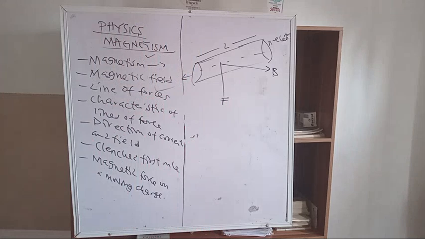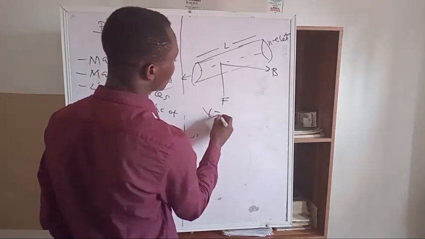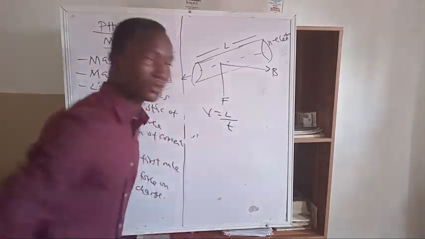If you use Fleming's rule, if this is a conductor, from the diagram above, with the electrons in the rod moving from one end to the other, what is going to happen? If it's moving from one end of the metal rod to the other end, it's going to move a distance L. Then the velocity will be given by v is equal to distance over time.